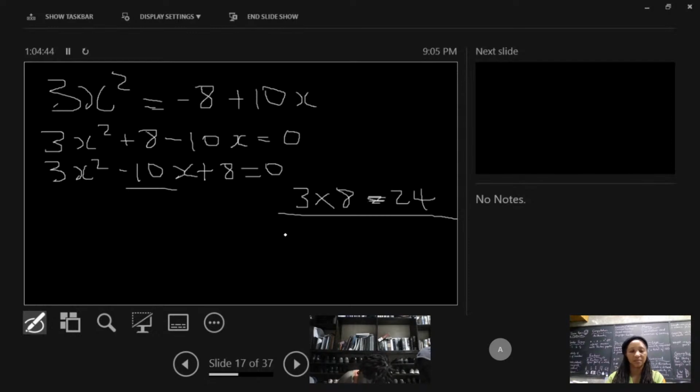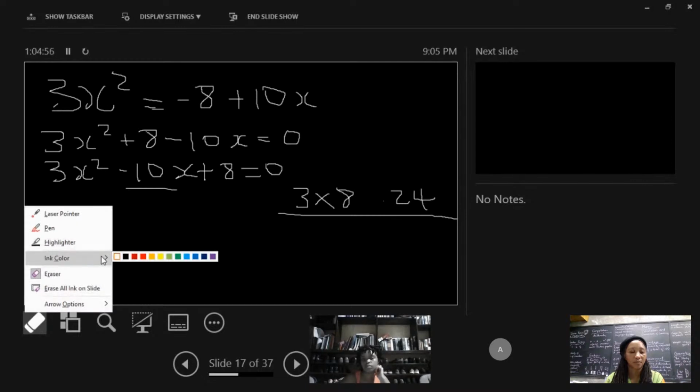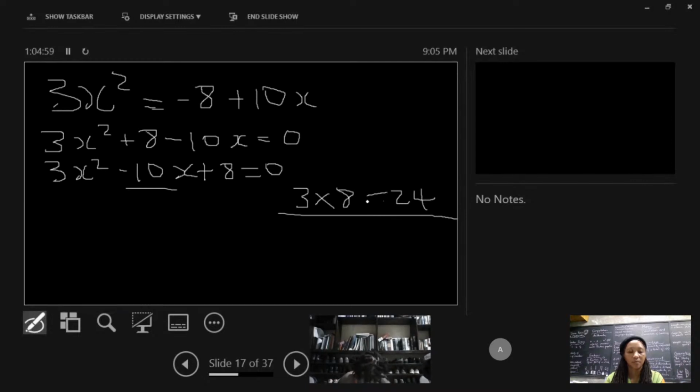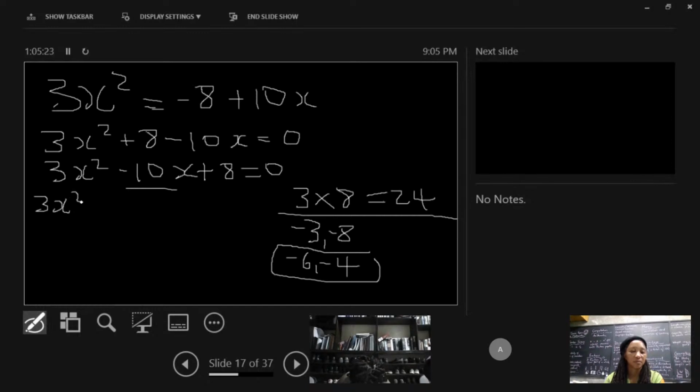Okay, list the factors then. Let me see. Factors of 24. It's negative 3 times negative 8. Negative 6 times negative 4, which gives you negative 10x. So when we add these two, we get negative 10x. Okay, so 3x squared minus 6x minus 4x plus 8 equals 0.